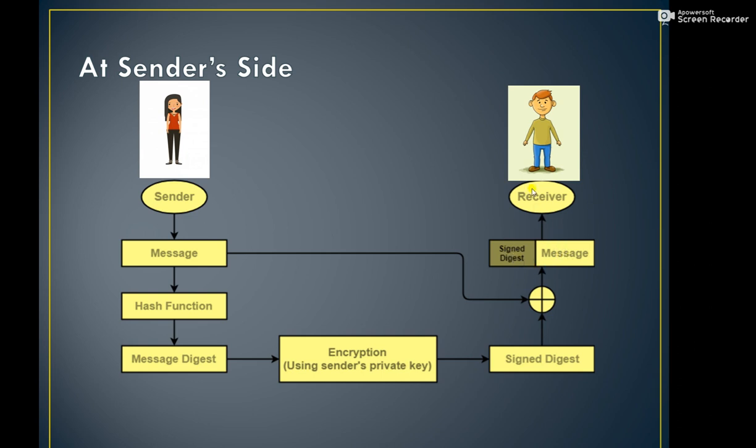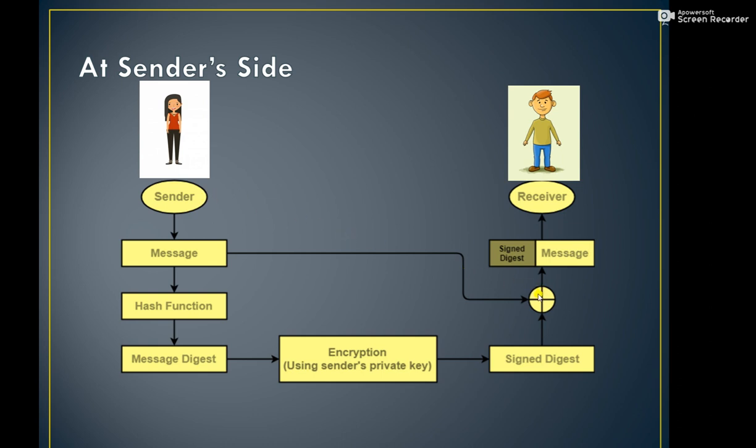Once this is received, the receiver has to be sure that whatever message he or she has received is intact. Meaning, there is no modification made in transit while transferring it from sender to receiver, such that the integrity of the message is maintained. Also, the receiver has to make sure that the message has come from Alice only.